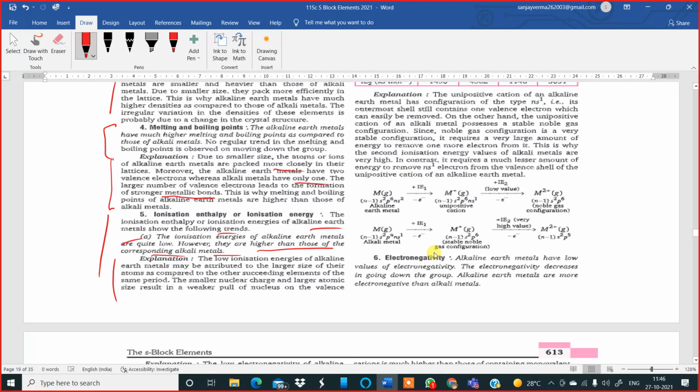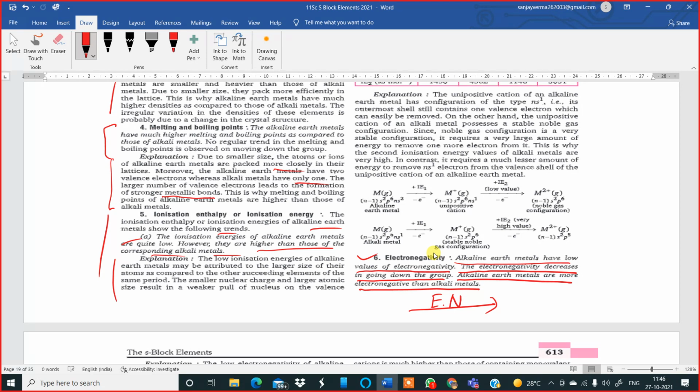Next one, number 6, is electronegativity. Alkaline earth metals have low values of electronegativity because they are metallic in nature. They are electropositive. The electronegativity decreases in going down the group. Alkaline earth metals are more electronegative than alkali metals. So, if you're moving from left to right across the period, the electronegativity values increase.